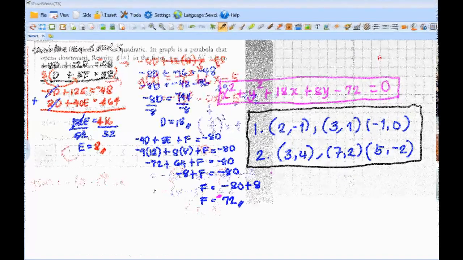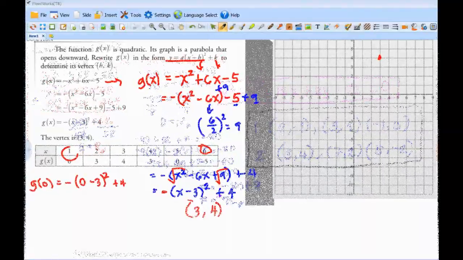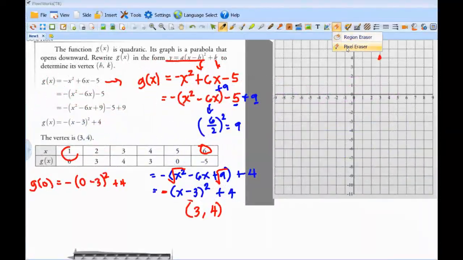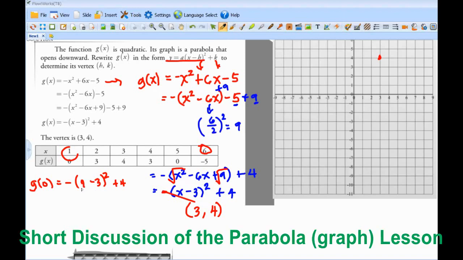Let's start with 1, because x is from 1 to 6 only, without 0. So 1 minus 3 is negative 2, squared is 4. Negative 4 plus 4 will be 0. You can start entering it on your calculator. That's why this is 0.